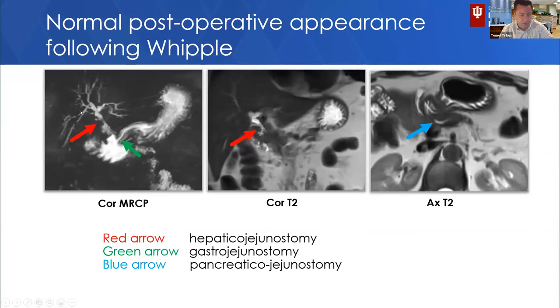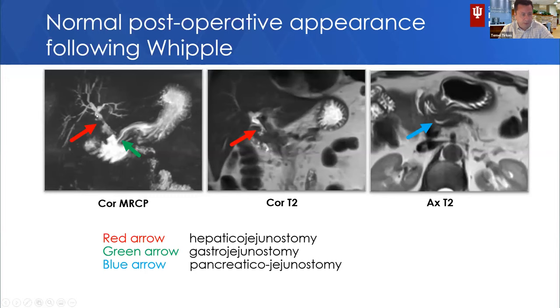This is a typical appearance in a post-Whipple patient. This is an MRCP image. These two are T2 weighted images without fat suppression. As you can see, fat is bright. And on the coronal image, you can see the common bile duct. On the MRCP image, you can see the common bile duct better because it's a thicker image. You see a lot more intrahepatic ducts.